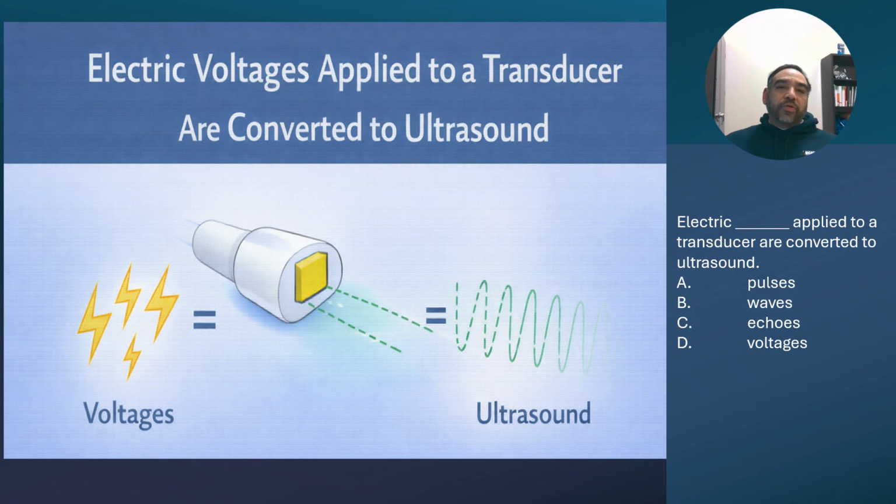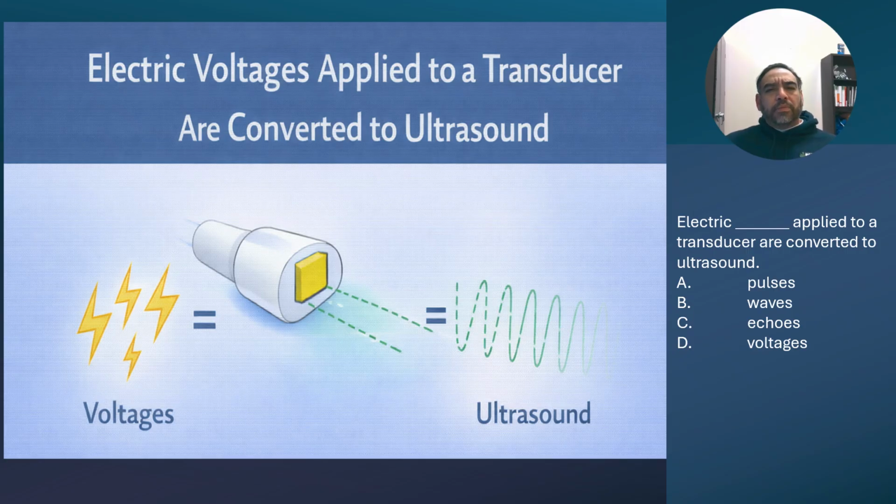Well, A says pulses. Again, tempting, but it's incomplete. Yes, we do send those voltages and pulses, but those pulses are specifically electrical voltage pulses, so pulses alone is too vague, in other words. Waves: electrical waves are not directly applied to create ultrasound in the transducer. We apply voltage, not ultrasound waves. The waves are the result of that input.